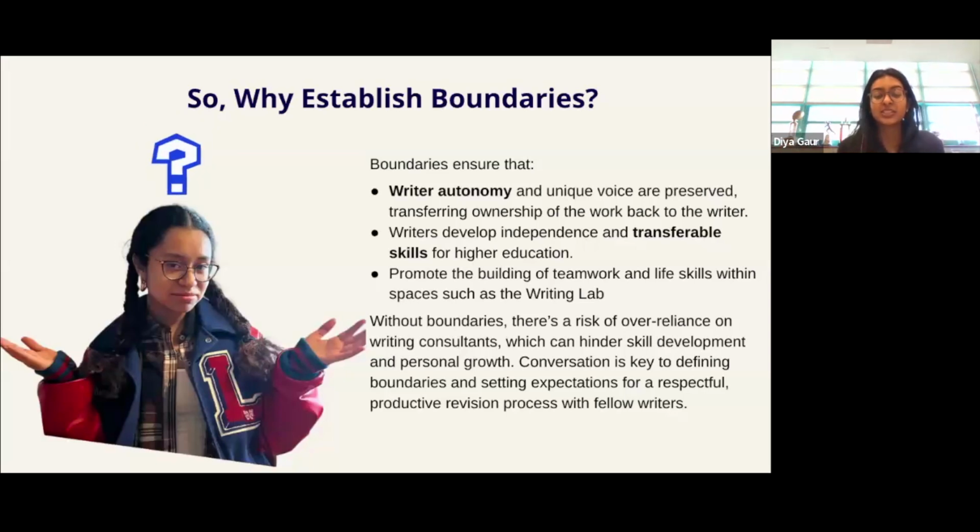And so the best way to establish boundaries is through clear and effective communication. You can start your sessions by setting expectations. For example, you could say, I won't be making direct edits to your work, but I'll help you identify areas that might need some work. Having this approach really ensures that both the writer and the consultant understand their roles from the beginning.